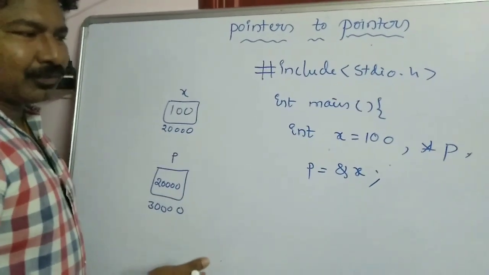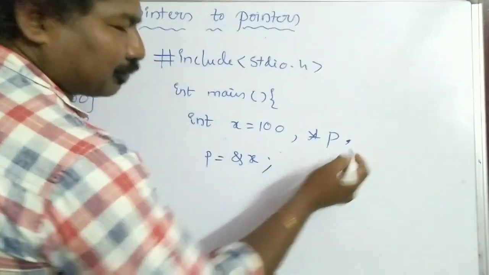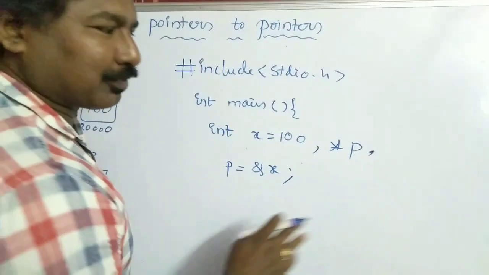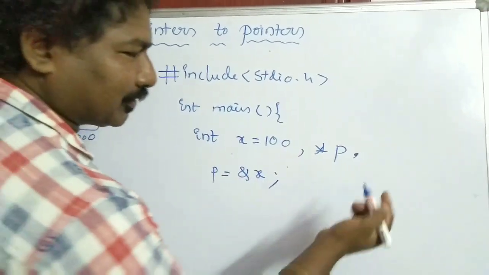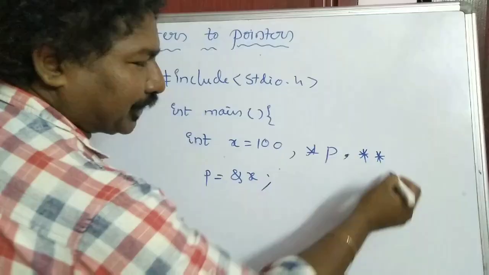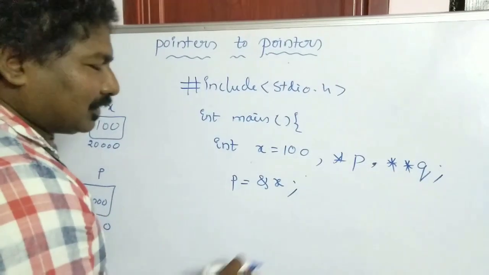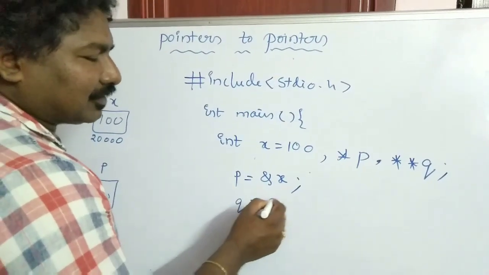Now I want to add the pointer to pointer concept. That means one pointer can point to another pointer. How can I declare a pointer which points to another pointer? It is very easy, friends. Just add two stars to that pointer. One star means a pointer, two stars means a pointer to pointer. I am giving the name q here. Like p gets the address of x, q will get the address of p.